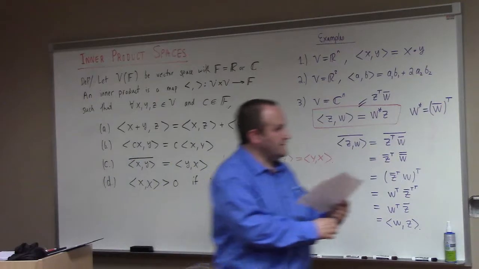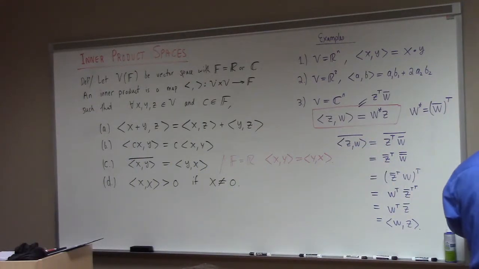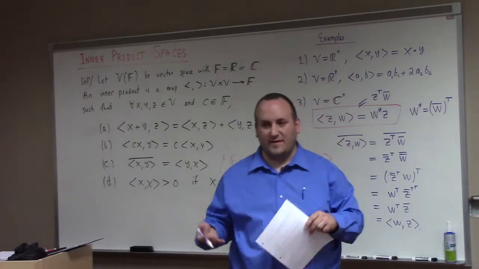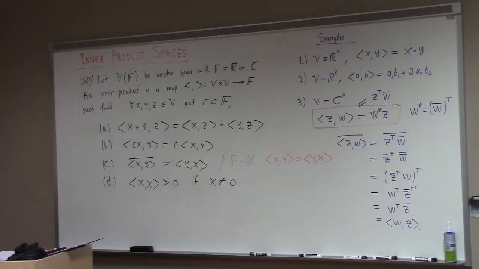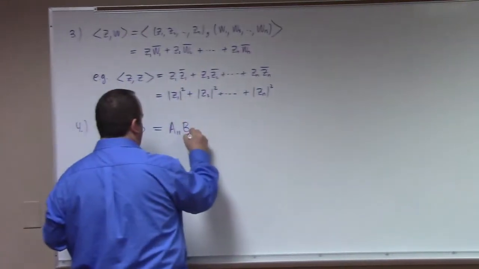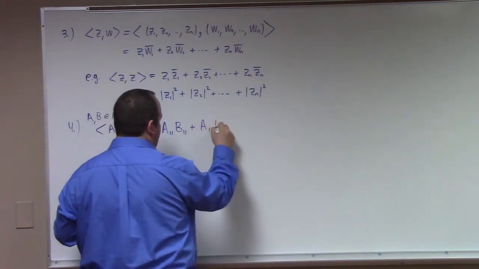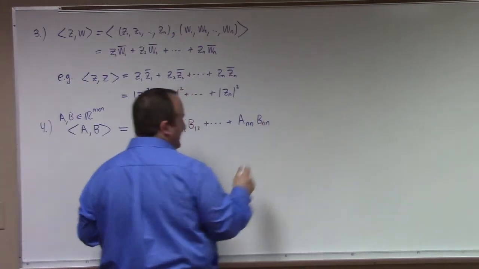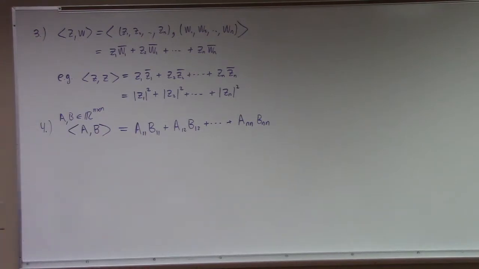Number 4. How do you guys think we should define the inner product of two matrices? Suppose that these are both n by n matrices. How about this? We just think of them as n squared dimensional vectors and calculate their usual Euclidean product. So it'd be A11 B11 plus A12 B12, right? Plus finally ANN BNN, right? That seems like a reasonable dot product for two matrices if we're going to do something that's an abstraction.